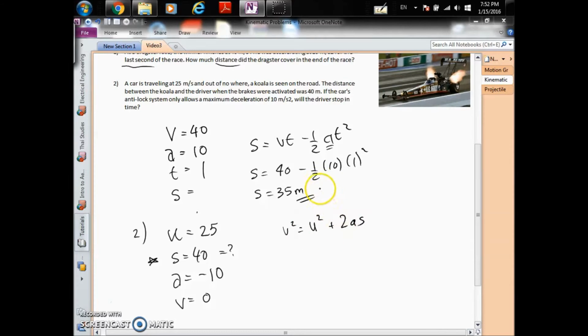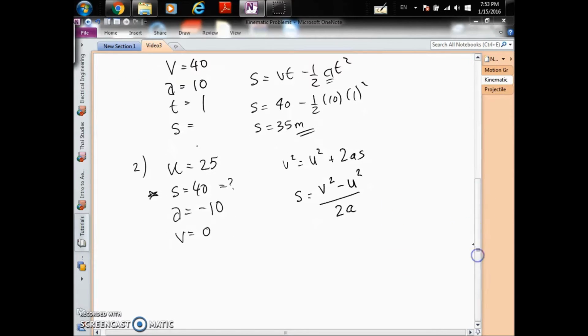All right, replace all the terms in there. We basically make s the subject of the formula, becoming s equals v squared minus u squared over 2a. And we plug in the numbers. Solving the equation gives me s equals 31.25. So the koala is safe, guys.